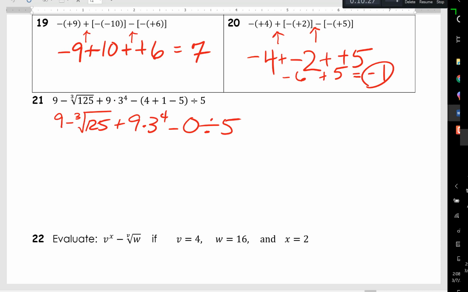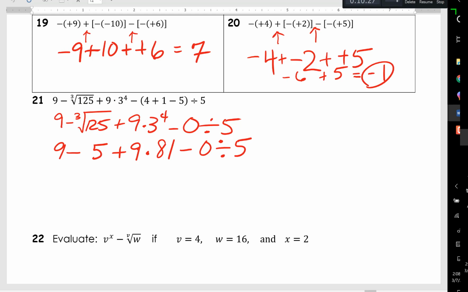So we did our parentheses. Next comes powers, exponents, and roots. So we have to do those next. So we've got this 9 minus the cube root of 125 is 5. Because 5 times 5 is 25, times 5 is 125. So the cube root of 125 is 5. And then we've got 9 times 3 to the 4th power is 81. Minus 0 divided by 5. We've done our powers, we've done our exponents.